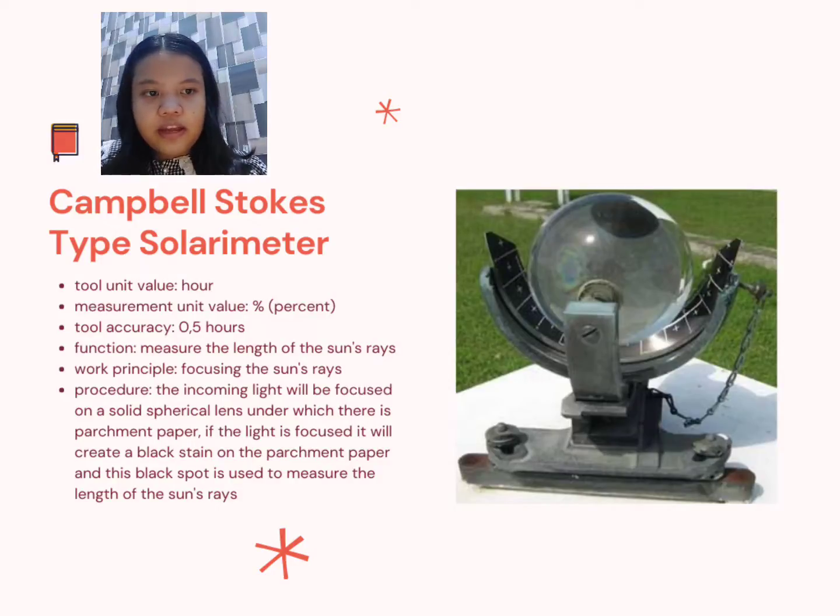Procedure: the incoming light will be focused on a solid spherical lens under which there is parchment paper. If the light is focused, it will create a black stain on the parchment paper, and this black spot is used to measure the length of the sun rays.